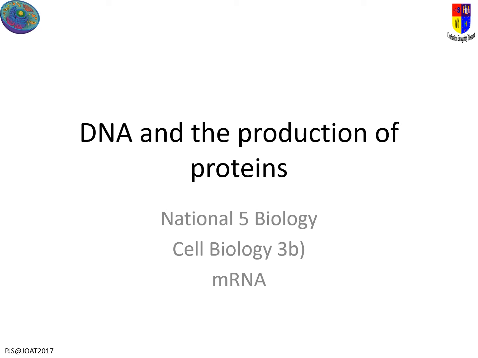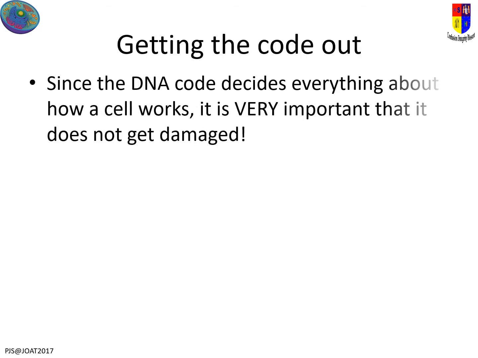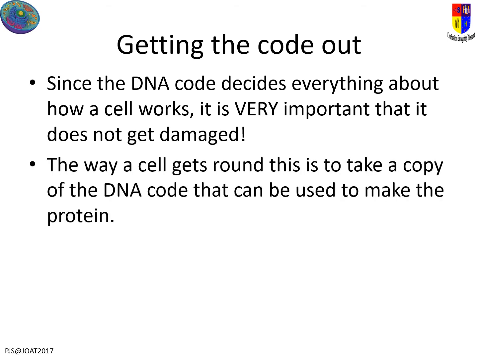In App 5, we are looking at DNA and the production of proteins. In particular, we're looking at mRNA. Okay, so DNA, we know, is the code, and it decides everything. It is the control center of the cell, and it is so important that you don't damage your DNA that you have to protect it. So you protect that by putting it in the nucleus, which is fine, but now you need to somehow get that information out into the cell.